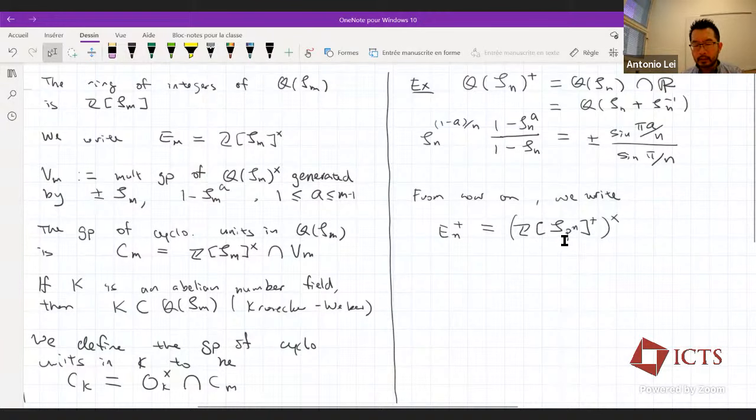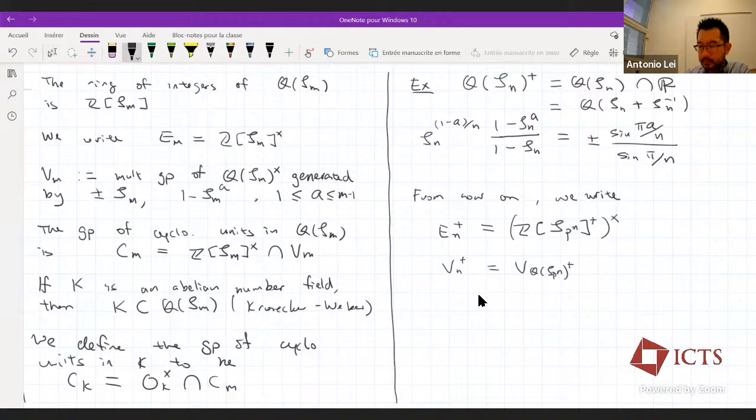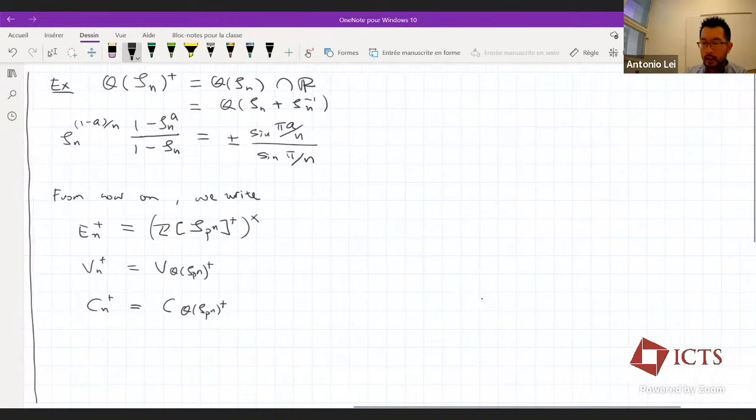given by the cyclotomic extension adjoining the p^n-th root of unity, and then I look at the group of units of this ring of integers. Then I'll write V_n^+ to be V of Q(zeta_{p^n})^+, and I'll write C_n^+ to be C of Q(zeta_{p^n})^+. Okay, so I will be interested in these.